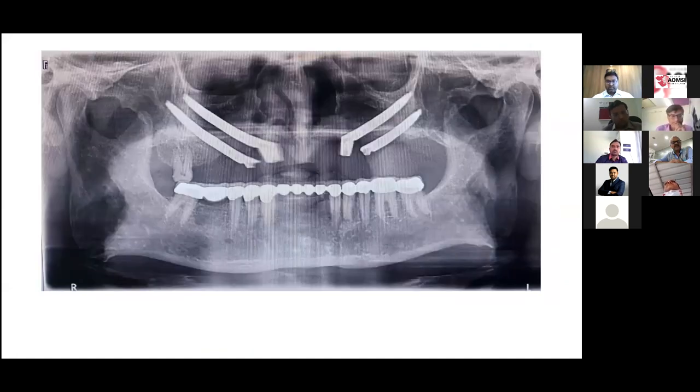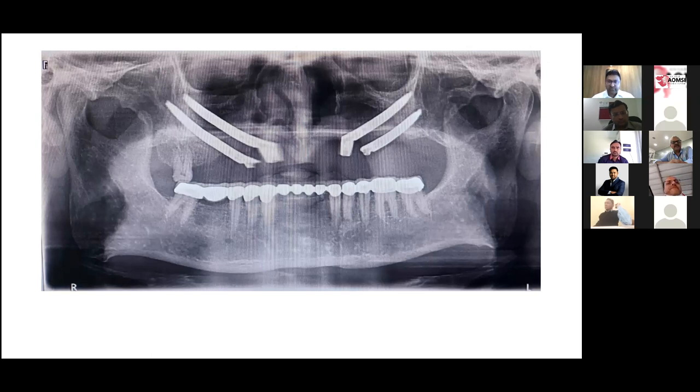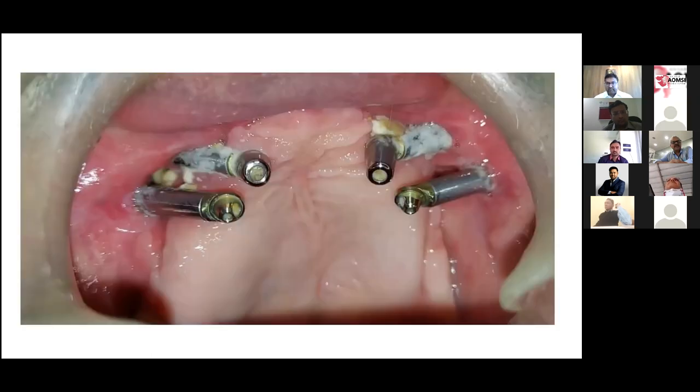And this is the post-op OPG which we have achieved here. We have got insufficient primary stability, so we decided not to go for immediate loading. This is a mucor case, so it's better to go for delayed loading. So we haven't gone for the prosthesis yet. This is the recent post-op picture.